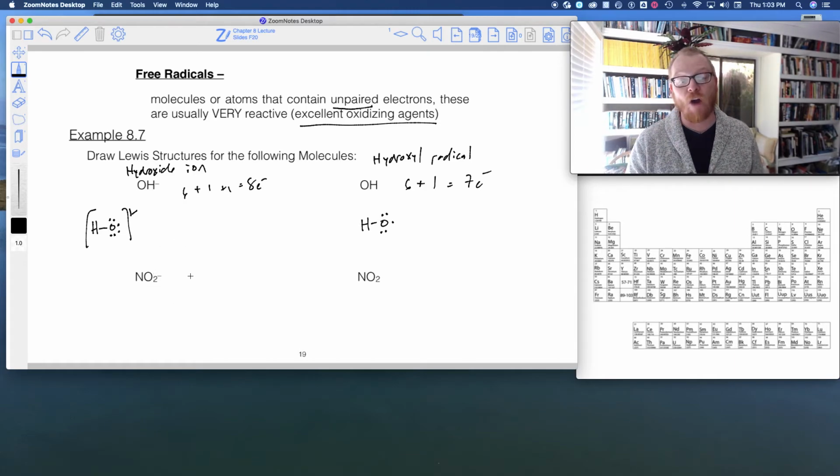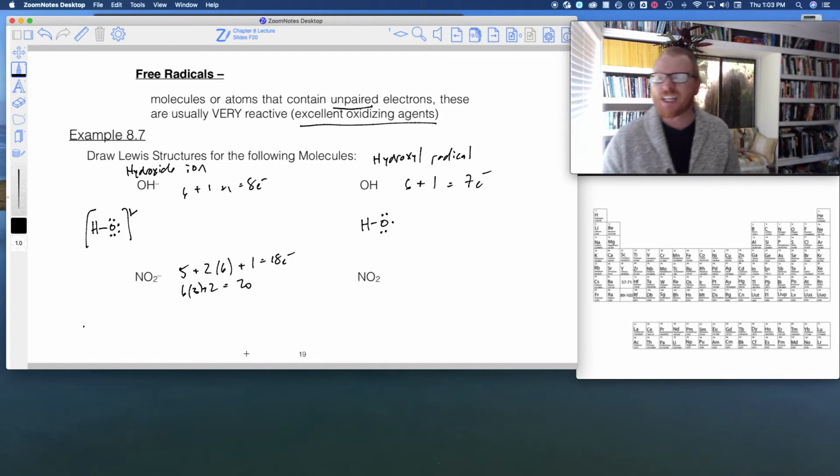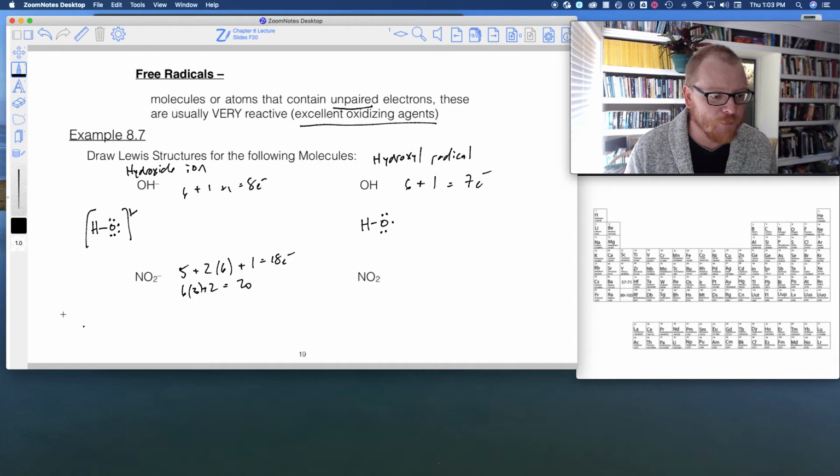So now what about nitrite, NO2 minus, okay? We know nitrite has five for nitrogen, and there are two oxygens, each one is six, plus a negative charge. So that gives me 12, 17, that gives me 18 electrons. Everything's paired up. And if we were to do the Lewis structure, let's actually do Clark's rule first. Six times three plus two gives me 20. So this has a double bond. Additionally, it has a resonance structure, okay? So it's going to look like this: oxygen, double bond, nitrogen, single bond, because a difference of two tells me one double bond.